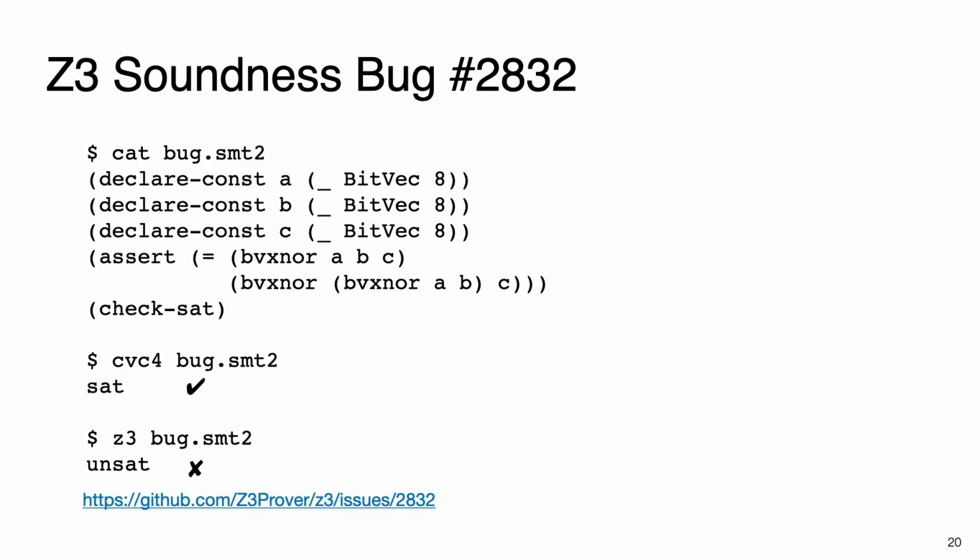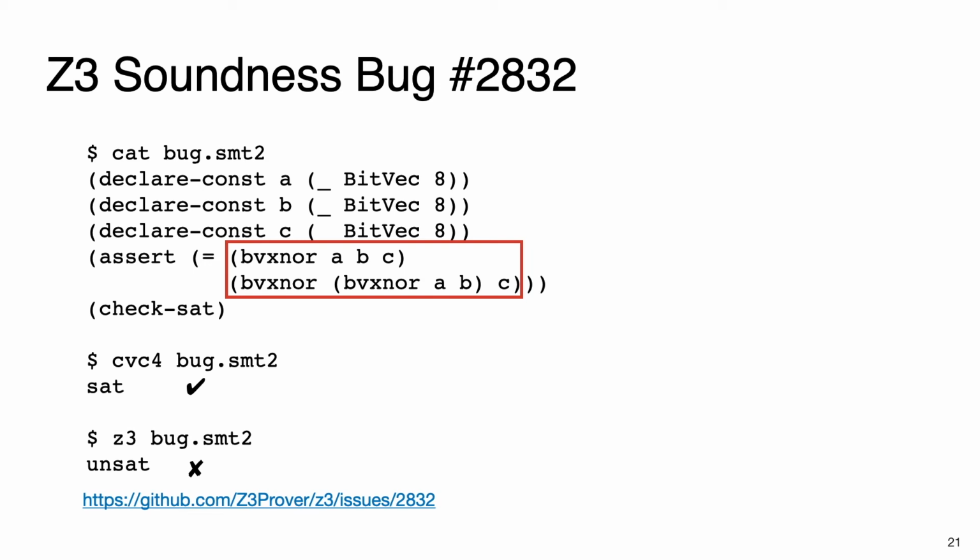Let us have a look at some bug samples. The following formula triggered a soundness bug in Z3's bit vector logic. CVC4 reports sat on this formula, while Z3 incorrectly reports unsat on it. In fact, the formula is satisfiable, as the ternary bvxnor expression is just a shorthand for the nested binary bvxnor expression, and the equality should hence simplify to true.